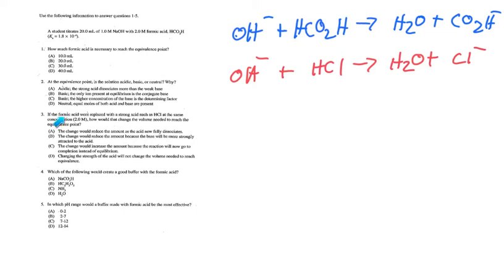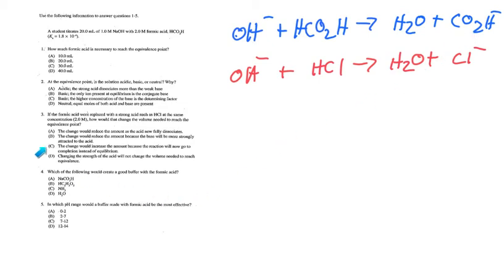Alright, number 3. If the formic acid were replaced with a strong acid such as HCl at the same concentration, how would that change the volume needed to reach the equivalence point? And so I've drawn the two reactions we're talking about. So we're adding base to formic acid and we get the reaction to occur. But if we're adding base to a strong acid, you notice that as long as the stoichiometry is 1-to-1, it does not change the amount of base that's needed. So the answer is it would be the same. Now, of course, the second one, because it makes chloride, would have a pH of 7 at the equivalence point, and this one wouldn't. It's going to have a more basic pH.